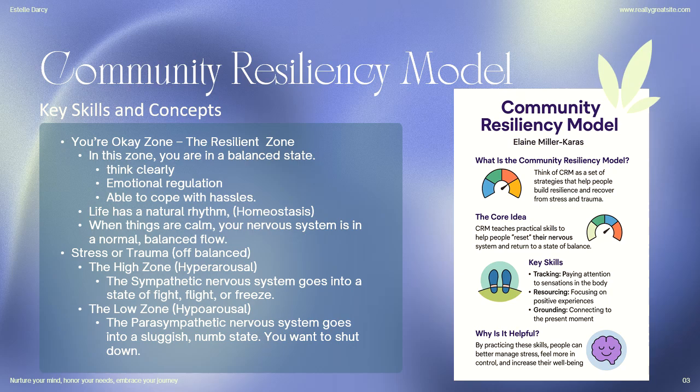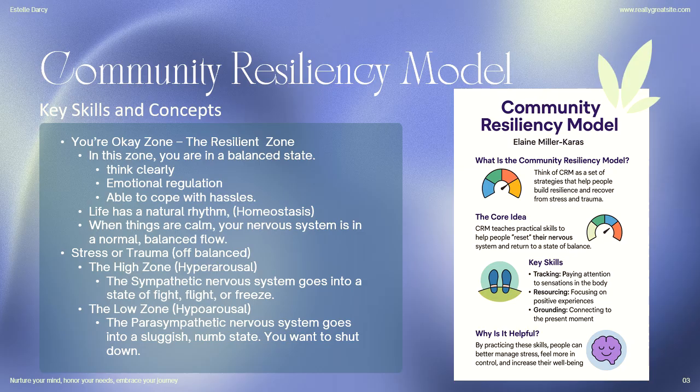The low zone, hypoarousal. Here, the parasympathetic nervous system takes you in the opposite direction. Instead of being revved up, you slow way down. You might feel numb, spaced out, disconnected, or even hopeless. It's your body's way of shutting down to conserve energy when things feel overwhelming.